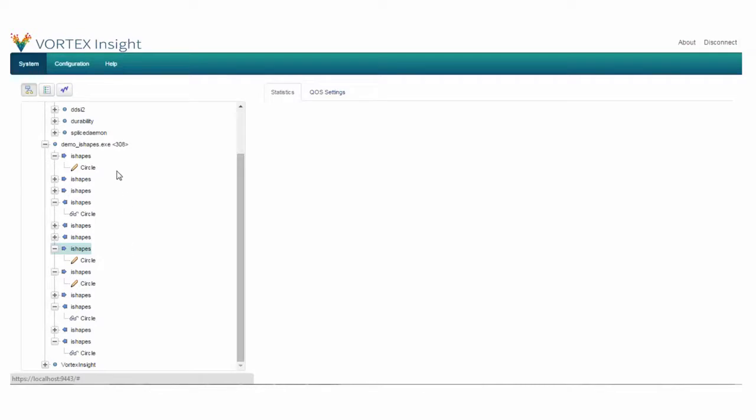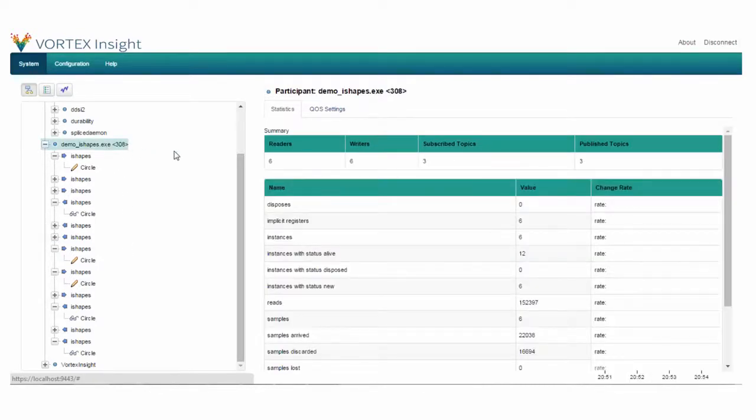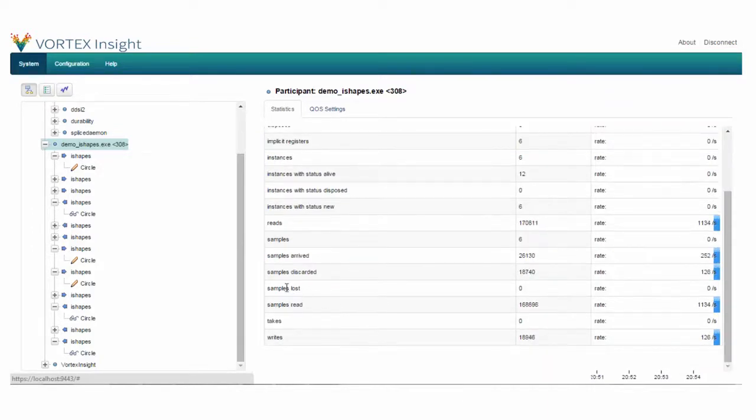Clicking on a given node provides us with detailed information about the corresponding entity, a summary statistic about all contained entities or children, as well as live aggregated statistics about activities relating to that entity, such as number of writes, sample read, or instance alive.